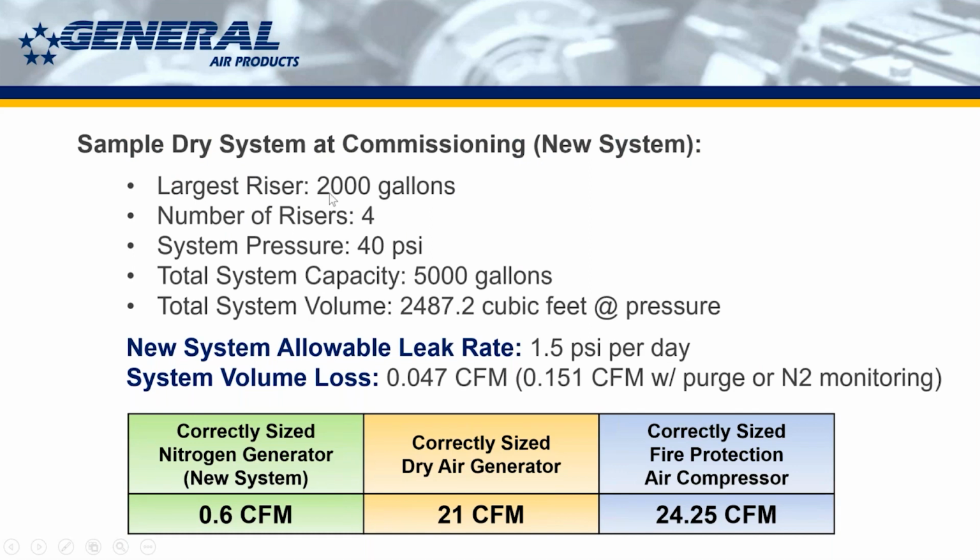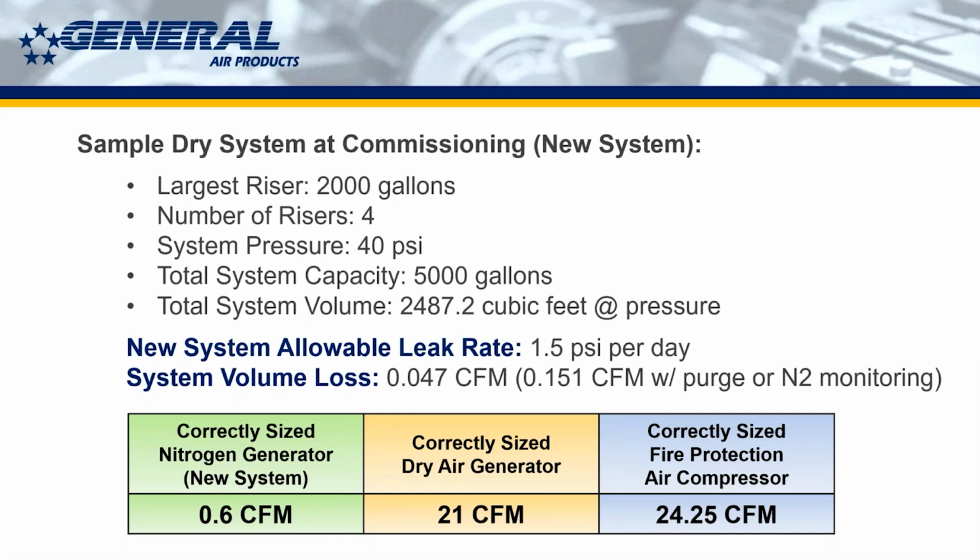So when we are sizing our air supply for this system, and we're sizing an air compressor, the correctly sized air compressor, again, is meant to meet the 30-minute fill, so that's at roughly 24 CFM. The correctly sized dry air generator is sized for, again, your 30-minute fill, so that's going to be roughly 21 CFM, okay? And remember, we only need 0.047 to keep up in a maintenance mode, right? So after we do the 30-minute fill, we're still using that 24 and 21 CFM to keep up with leaks.